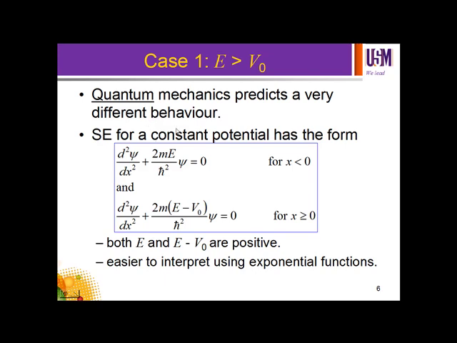Schrodinger equation for a constant potential has the form, the same form as in the previous segment. That means in the form of energy. For x less than 0, that means when V equal to 0. Here when V equal to 0. Look back at the diagram.